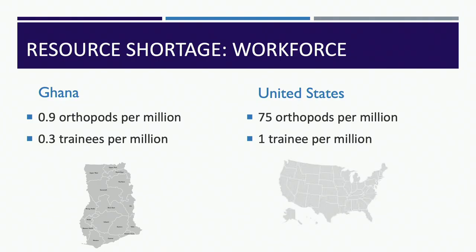And so they're not catching up very quickly. So the take-home message is a really high incidence of musculoskeletal problems and far fewer resources to treat it.